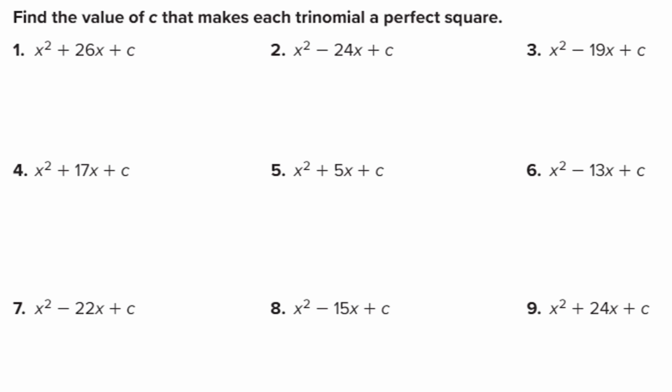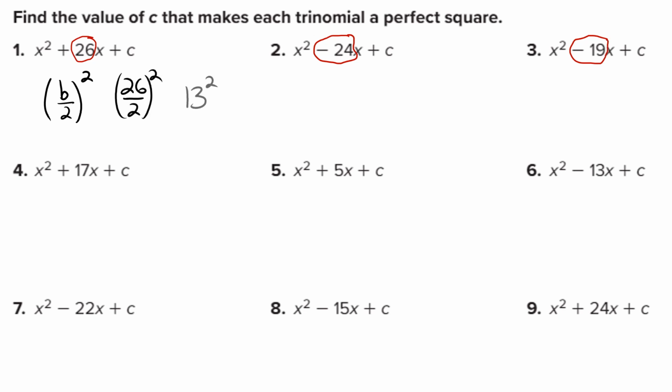Next we have find the value of c that makes the trinomial a perfect square. So all of these questions will be solved using one formula, which is b by 2 whole square, and b, remember, is the coefficient of x. So the coefficient of x here is 26, the coefficient of x here is minus 24, the coefficient of x is minus 19, and so on. So here 26 divided by 2 is 13 square, so 169 is the value of c to make it a perfect square.